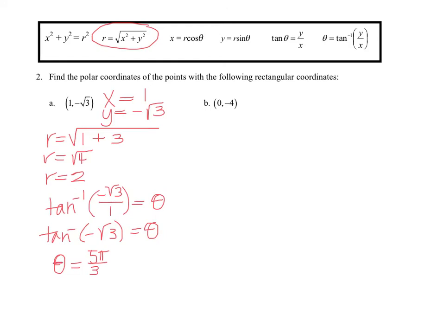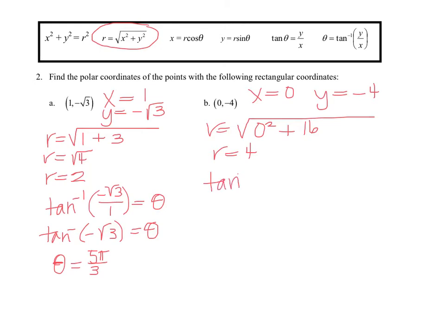All right, let's look at B. We're going to do the same thing for B. x equals 0, y equals negative 4, r equals the square root of 0 squared plus 16, and therefore r equals 4. So r equals 4, let's find theta now. If you take the inverse tangent of y over x, you will get your angle.